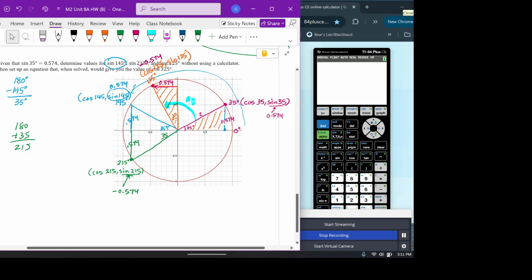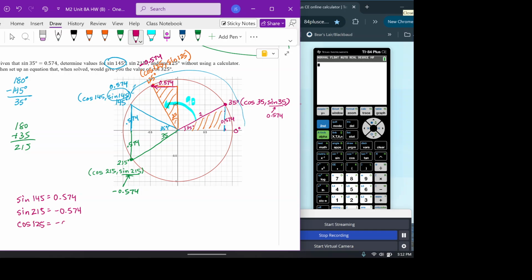So we can list our answers. Sine 35 was 0.574. Sine 145 was also 0.574. Sine of 215 ended up being negative 0.574, and cosine of 125 also ended up being negative 0.574.